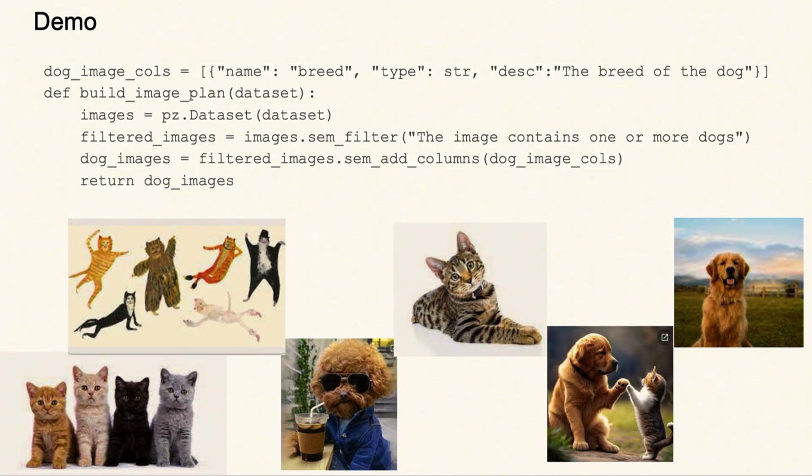Okay? So I'm going to show you one other very simple demo. It's kind of a silly demo, but I thought it'd be fun to show you the tool. Imagine we've got a collection of images of animals, and we want to find the images that contain one or more dogs, and then classify the breeds of the dogs. So we would write this program like this: we would extract breed from the images, and then we would say the image contains one or more dogs, and then we would run it.